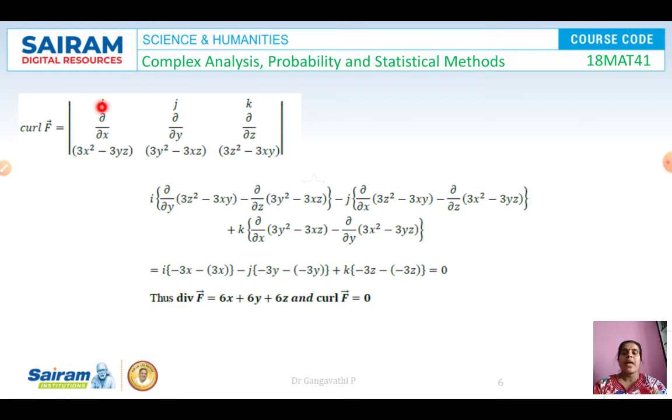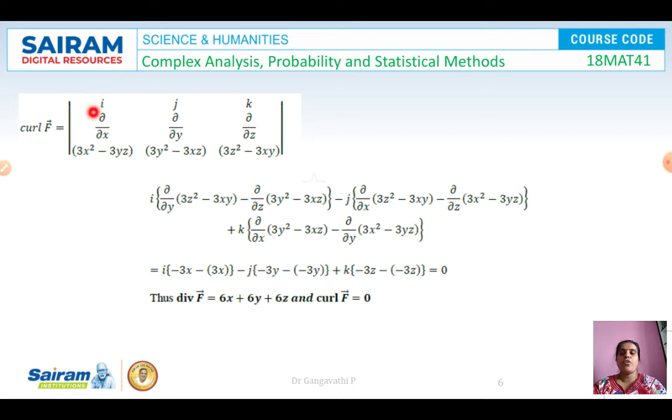It is i cap into, leaving this row and this column, dou by dou y operating on this. We have written it. Minus dou by dou z operating on this. So we have written that. The first term is a positive one, and the second term is going to be minus. Minus j, this j we are writing, and now leave this column and this row where j is present.